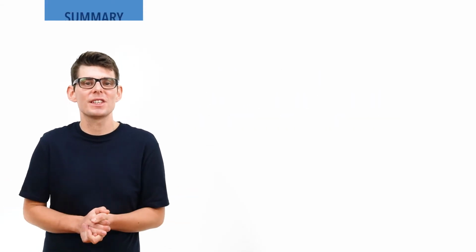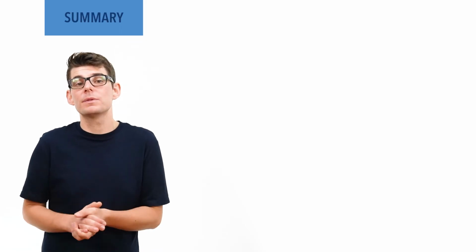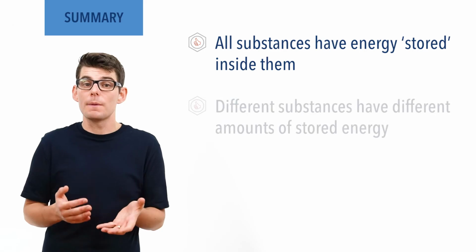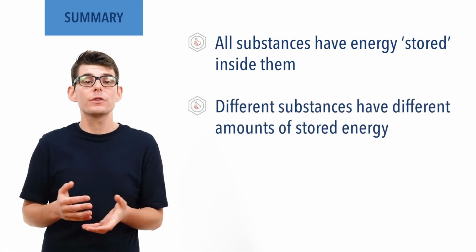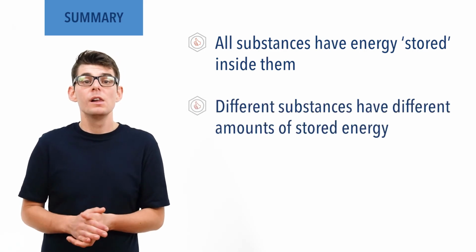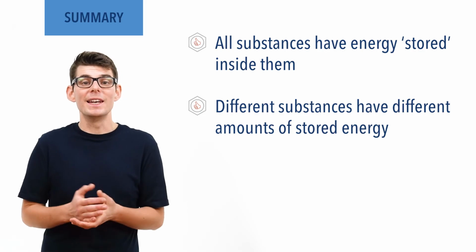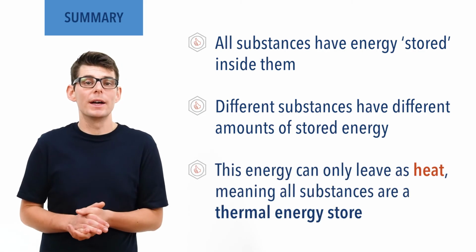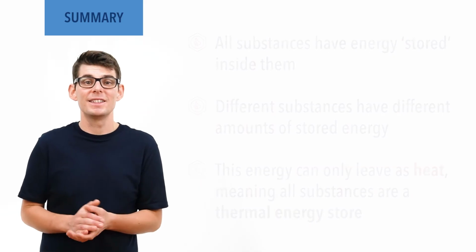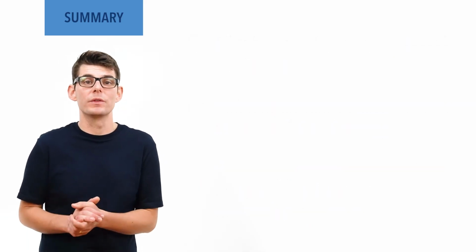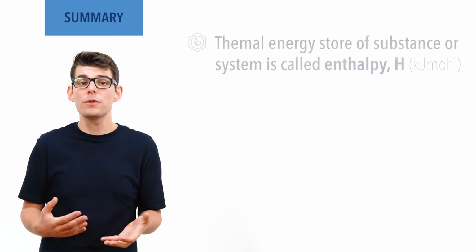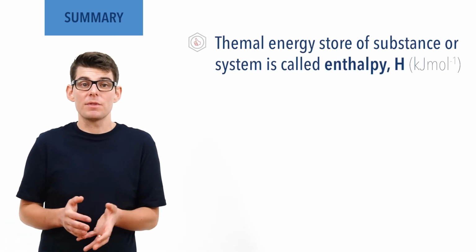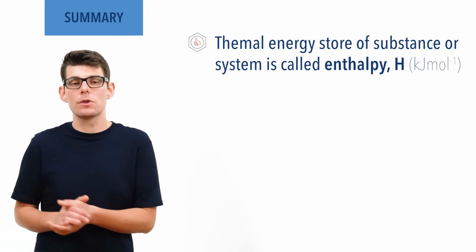So, to summarize, all substances have potential energy stored up inside them. Different types of molecules and particles have different amounts of stored energy. This stored energy can only ever leave the substance as heat, meaning it is effectively a thermal energy store. The heat content or thermal energy store of a substance or system is called enthalpy and is measured with the units kilojoules per mole, and is represented with a capital letter H.